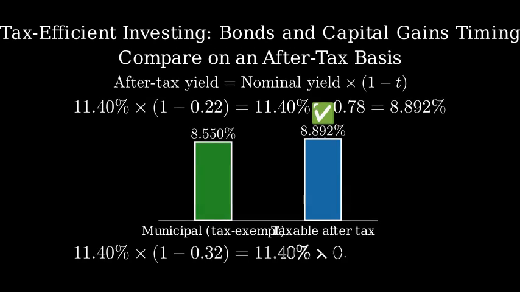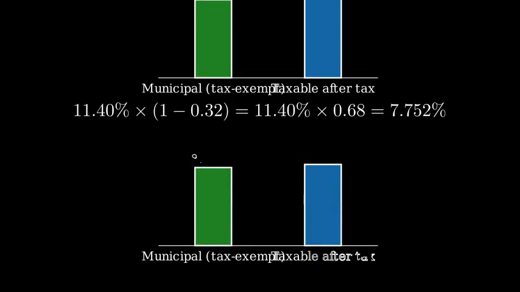Case B. If Dennis is in the 32% bracket, the after-tax yield becomes 11.40% times 0.68, which equals 7.752%. Now compare to the municipal bond. 7.752% is now less than 8.55%. So the municipal bond wins at a 32% tax rate.